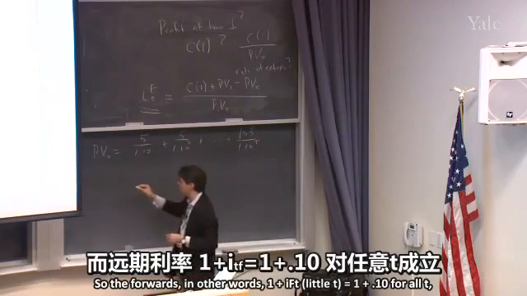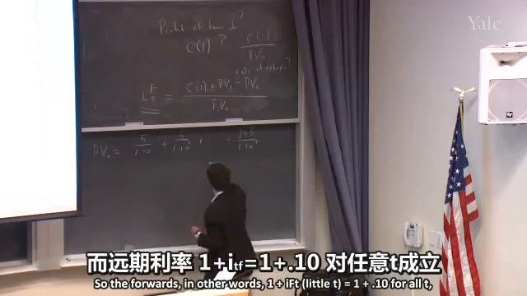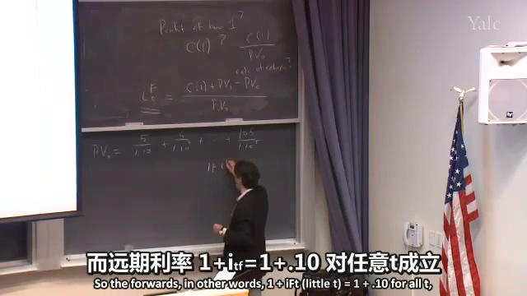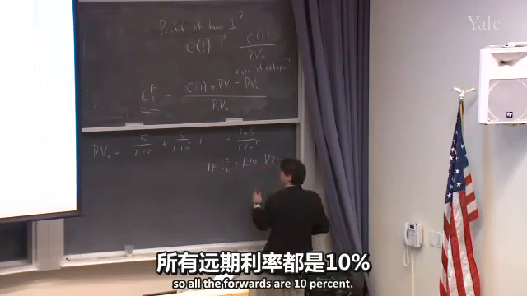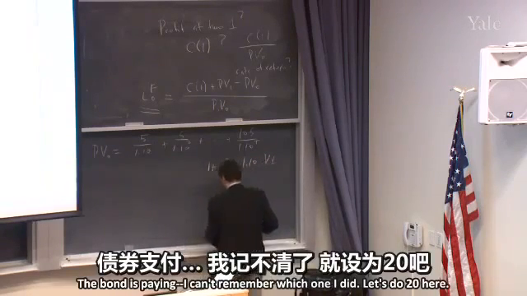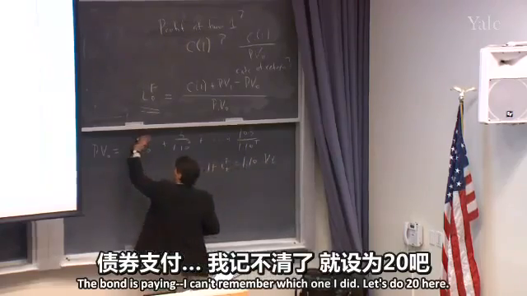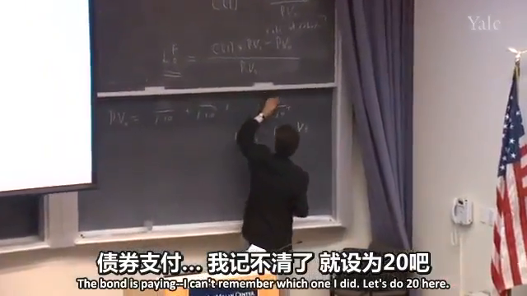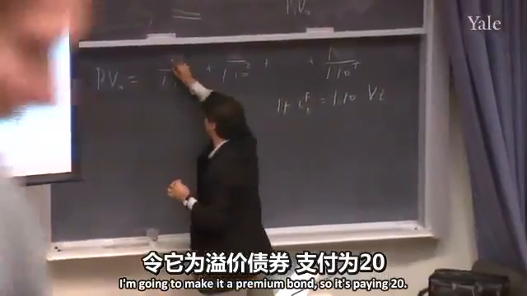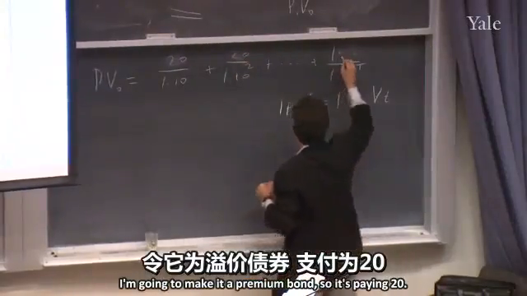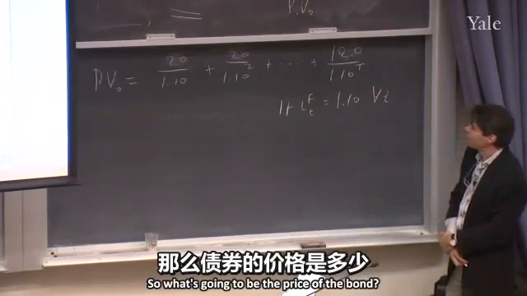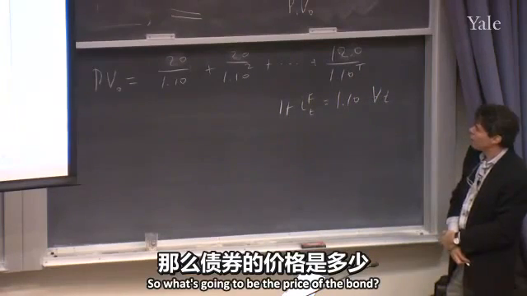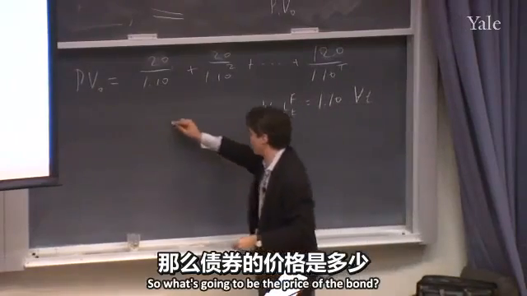So the forwards, in other words, 1 plus f_t equals 1 plus 10% for all t. So all the forwards are 10%. The bond is paying, I can't remember which one I did, let's do 20 here. I'm going to make it a premium bond, so it's paying 20. So what's going to be the price of the bond?